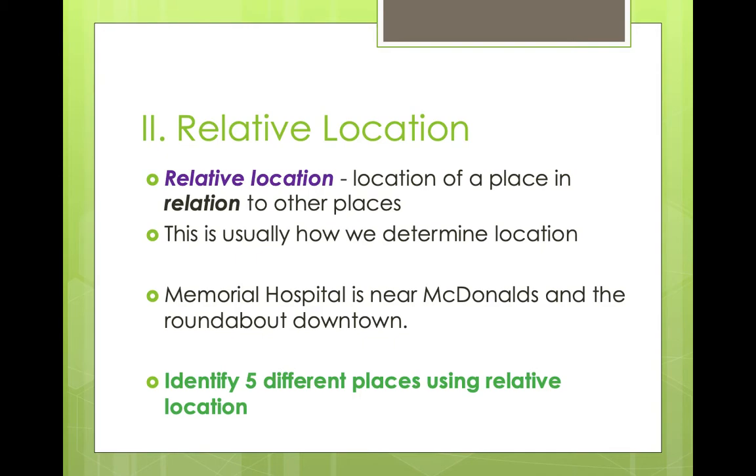Now, relative location is really how I function, how you guys as teenagers function, especially when you're first getting your license. Because relative location is when you tell somebody the location of a place in relation to another place. So usually this is how most of us determine location. If I wanted to explain to you guys where Memorial Hospital is, I could say, well, you know where the roundabout is downtown by McDonald's, and that's where the hospital is.